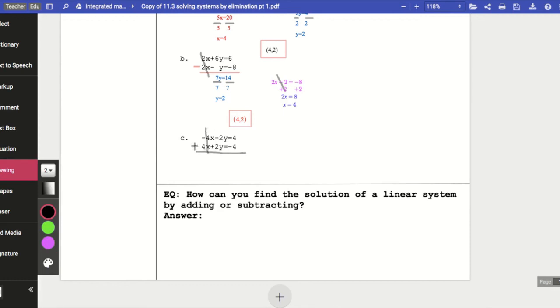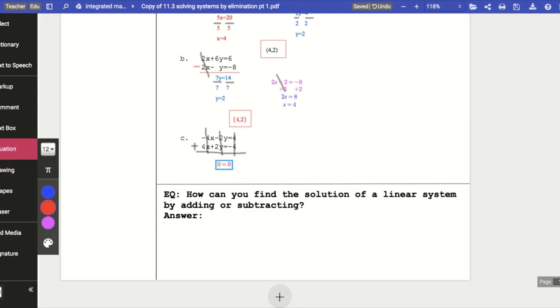Well, x cancels, y cancels, and actually 4 take away 4 cancels too. It gets 0. So remember, everything canceling doesn't mean that it's just gone. We do have a numerical value left. We're going to have 0 equals 0.